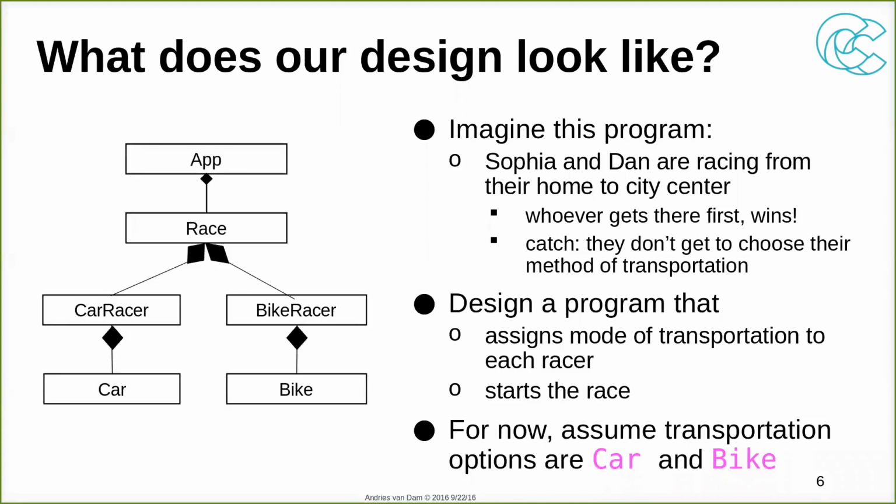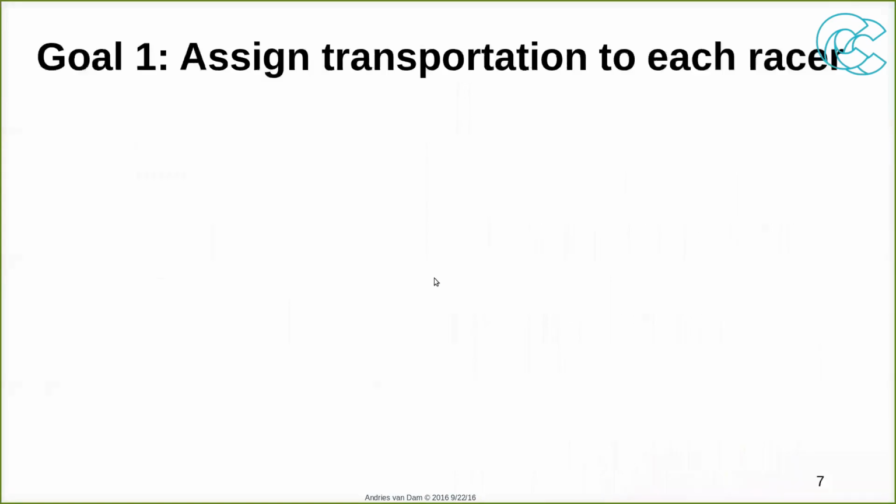Based on that, we can create this diagram. App, that's your application. There's a race. Here, this is the composition symbol, right? So app contains a race. Race contains at least two types of racers. One can be a car racer, the other a bike racer. The car racer definitely needs to make use of a car, and the bike racer should make use of the bike. So that's the high-level view of the application.